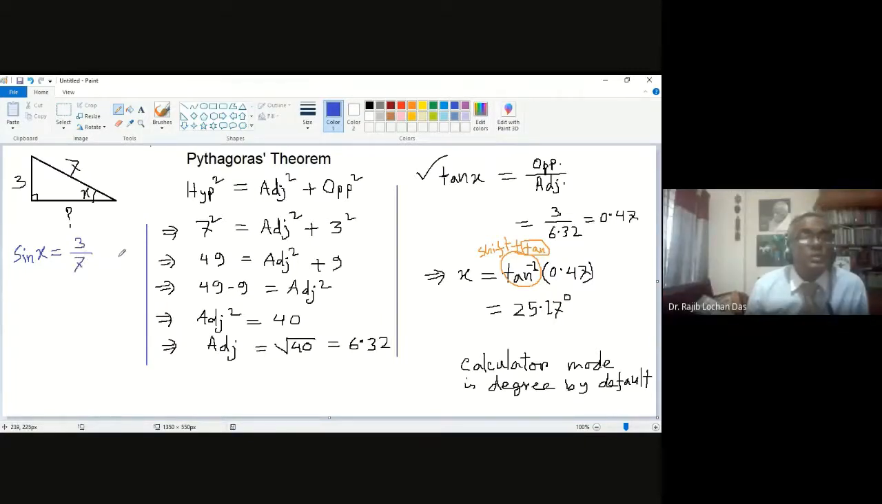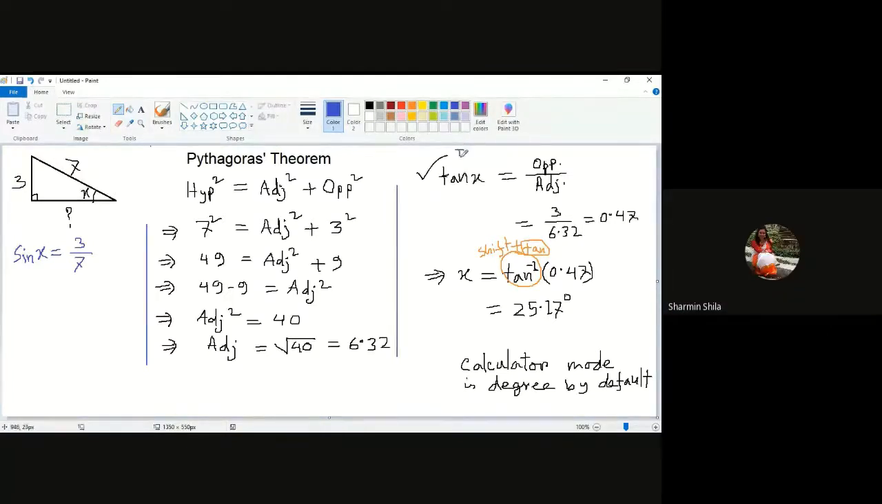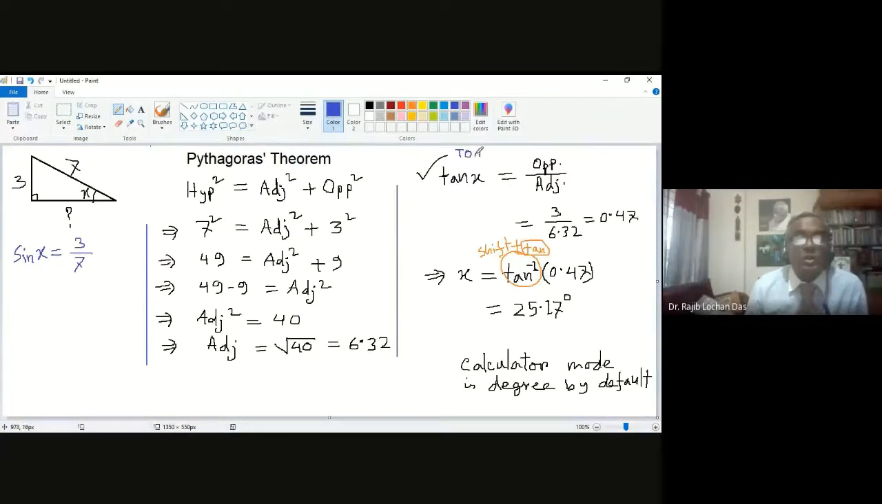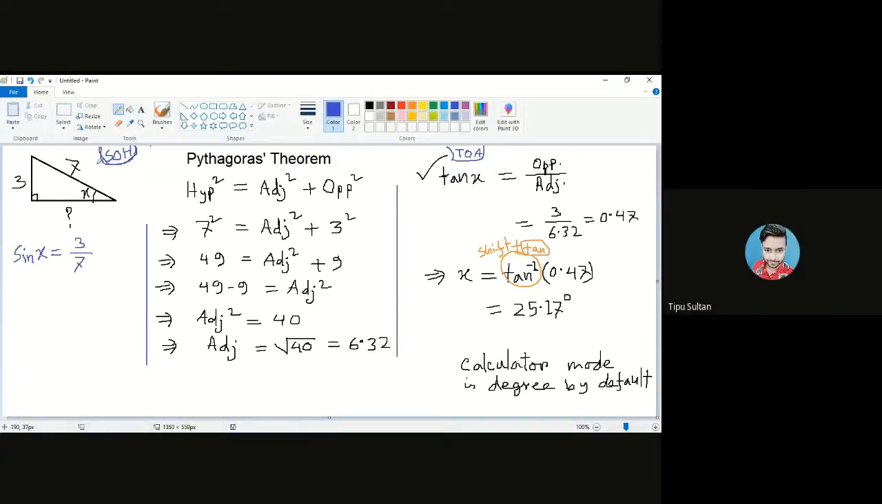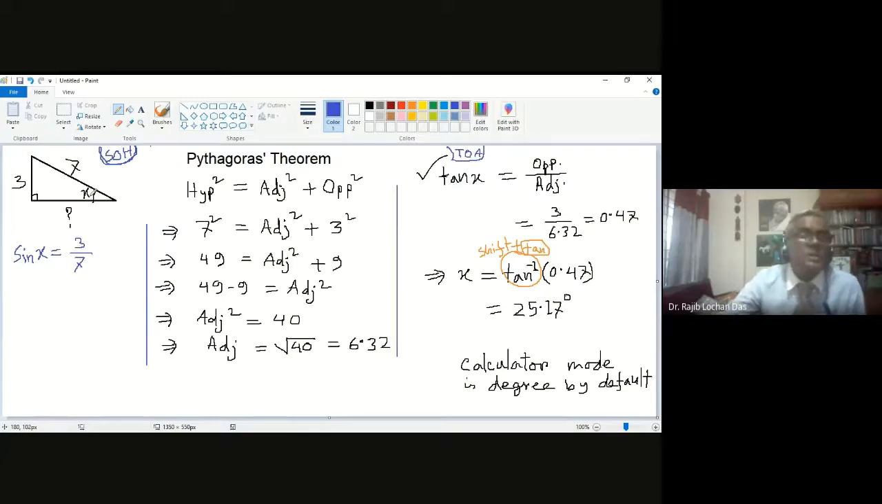Because sine means opposite by hypotenuse. Sine means SOH. So what is opposite here? Opposite is 3. And what is the hypotenuse? Hypotenuse is 7. So 3 by 7.